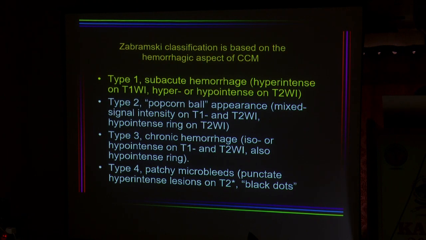As you know, the cavernous malformations can be classified by Zabramski into 4 types. Type 1 is subacute hemorrhage, that we saw here. Type 2, the typical cavernomas, have the popcorn ball appearance. Type 3 is the chronic hemorrhage, and type 4 is the patchy multiple microbleeds.